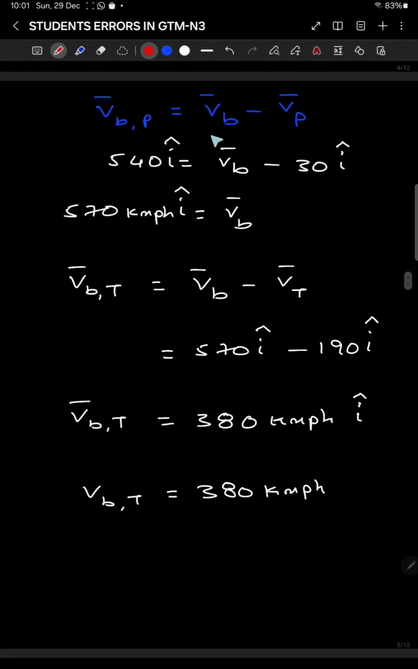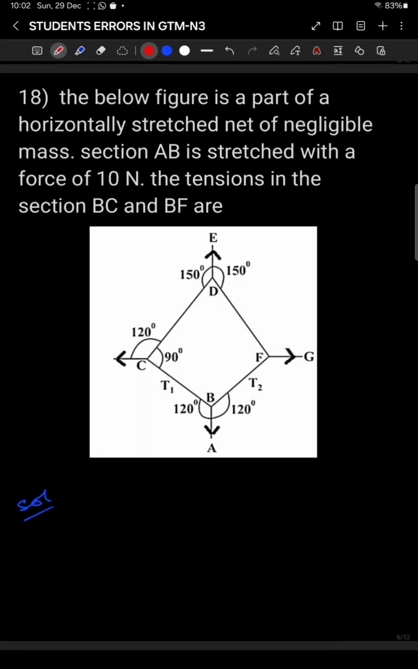Now VBP formula was VB minus VP. Substitute VBP value, police car velocity 30 i cap, you can find bullet velocity. Now the question was, they are asked to find velocity of the bullet with respect to thief car. Formula VB minus VT, substitute VB value, thief velocity given 190 i cap, substitute to get velocity of the bullet with respect to thief. Now let us go to next question.